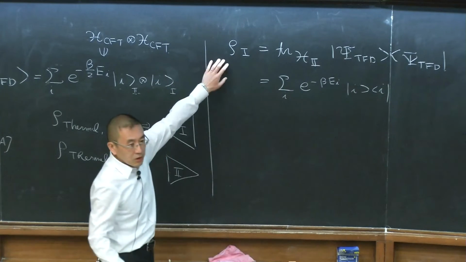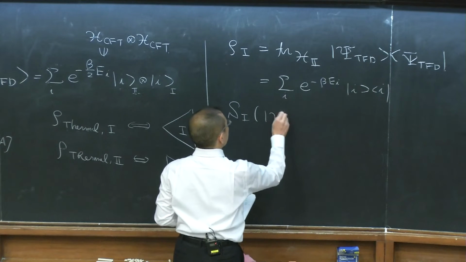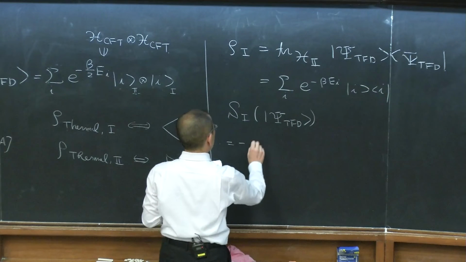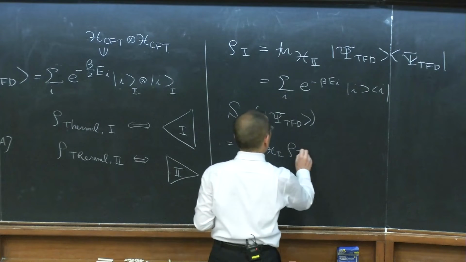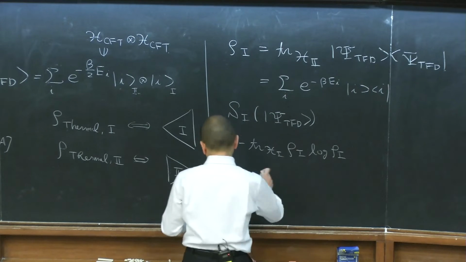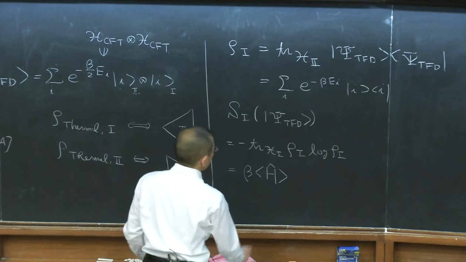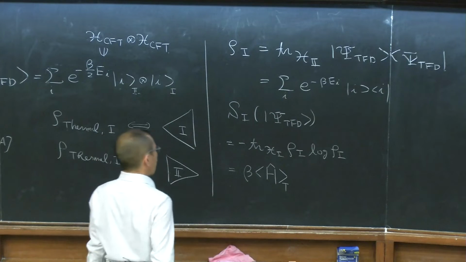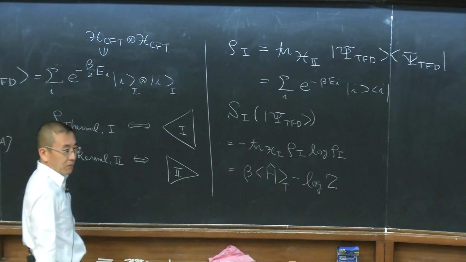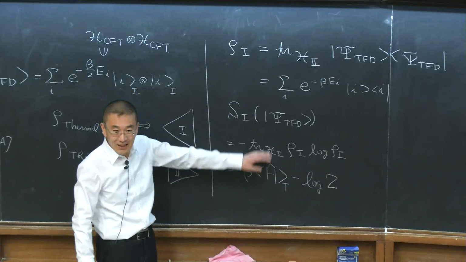So our entanglement density matrix is this. Therefore, if you compute the entanglement entropy for region 1 for this thermofield double state, it is minus the trace over Hilbert space 1 of rho_1 log rho_1. If you calculate it, you find that this is the expectation value of the Hamiltonian at this finite temperature minus the log of the finite temperature partition function. But this is nothing but the thermal entropy of this canonical ensemble.